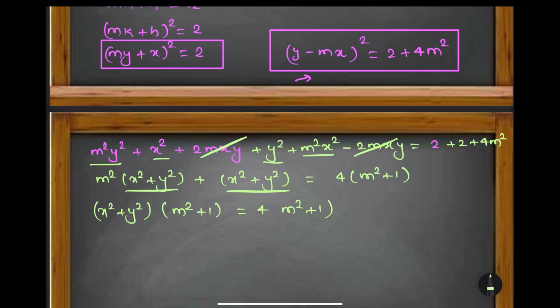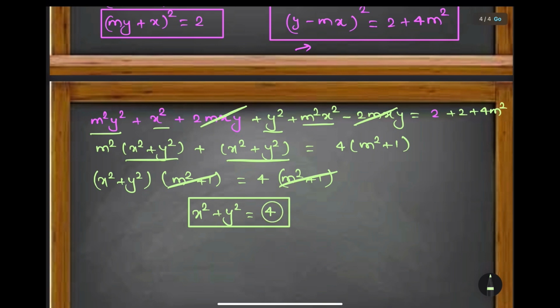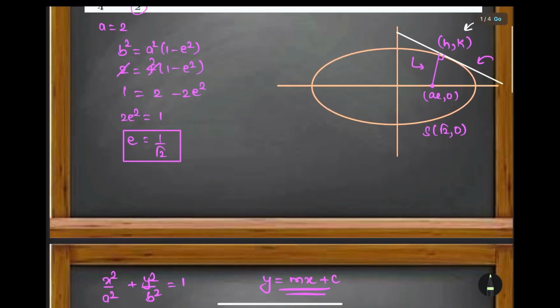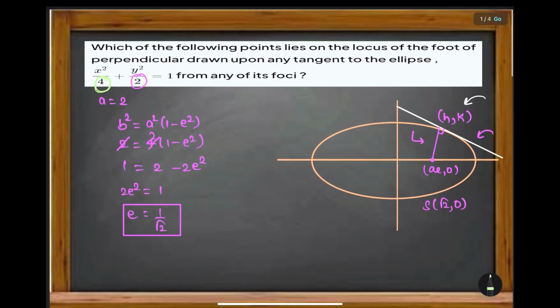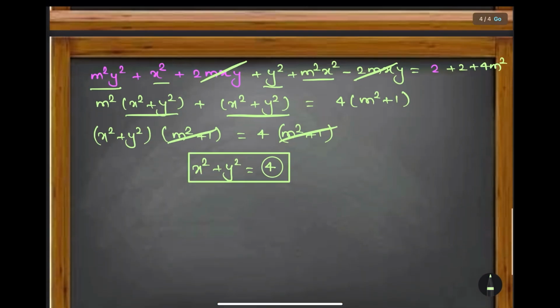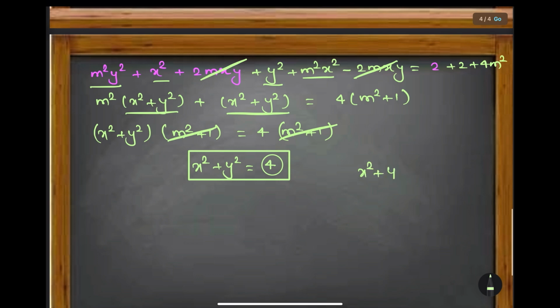So now you know that the minimum value of m square will be 0, but if you add 1 to it, its minimum value will become 1. So this cannot be 0, so you can cancel this one. So we got x square plus y square equals 4. Now look at this, be very careful. Have you ever seen 4 in this question? Let's check. Look at this. a square is nothing but 4. So can I write this thing as x square plus y square equals a square?